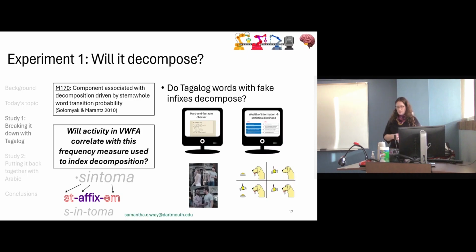So either, yes, indeed, activity in visual word form area is going to correlate, which means we're more like Pavlov's dogs type, right? We're so used to seeing this infix over and over and over that we're going to automatically decompose it even when it doesn't result in a viable stem. If we don't see this correlation, we're going to interpret it in the following way: there's a hard and fast rule checker that says, hey, is this a viable stem? And if it isn't, then it won't have been decomposed.